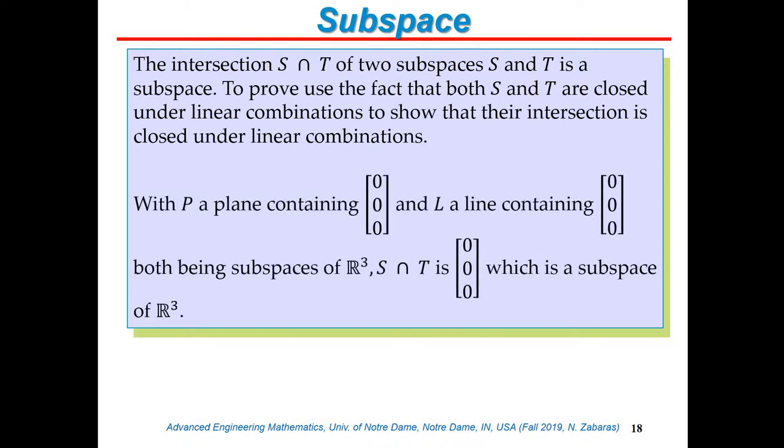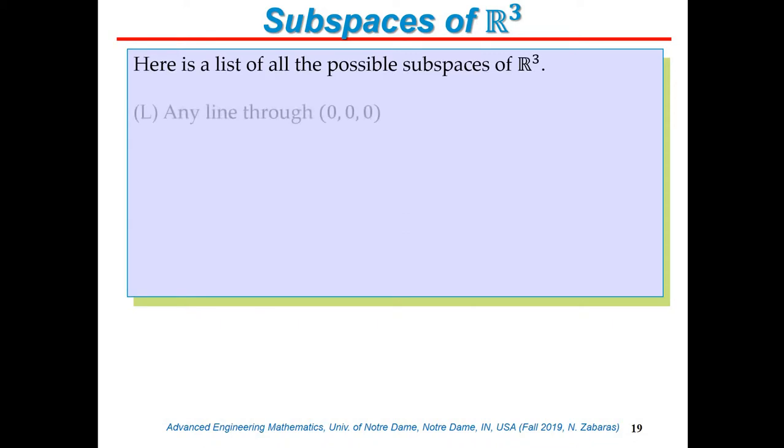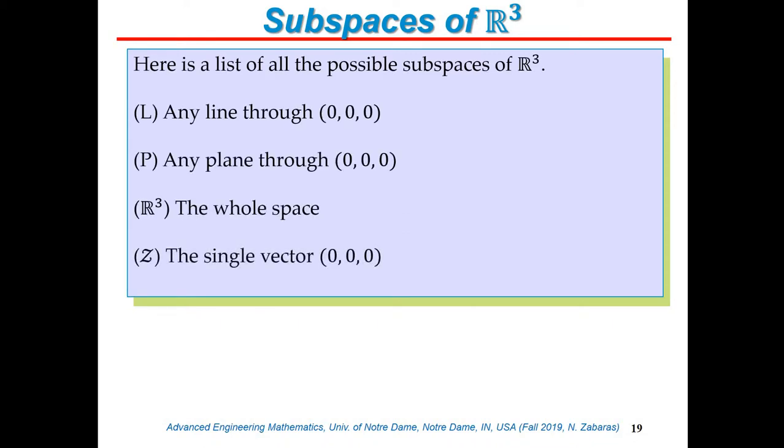Again, if you have a plane passing through the origin (0, 0, 0) and a line passing through the origin, and you form the intersection of S and T, the intersection is basically just the origin, and we have already seen that the origin is one of the fundamental subspaces that we denoted with calligraphic Z of the R cube space. In finishing up, we looked at R3: a line passing through the origin, a plane passing through the origin, the whole space, and of course the single vector with components 0, 0, 0, are all subspaces of R cube.